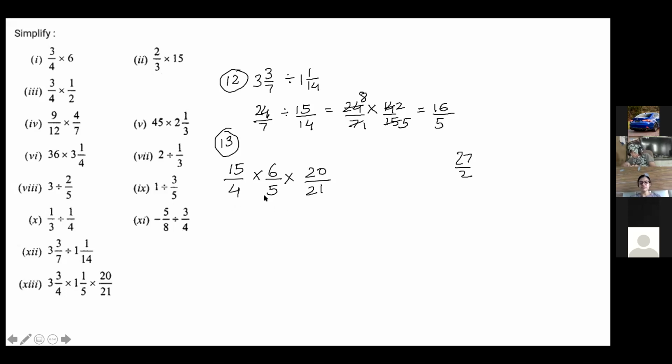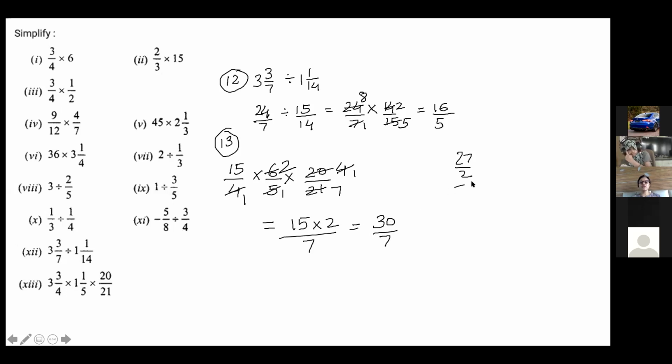Am I audible to you? Yes, ma'am. So 5 ones are 5 and 5 fours are 20. Then 4 ones are 4. Upar and niche you can cancel. 4 ones are 4, 4 ones are 4. Now 21 and 6: 3 sevens are 21 and 3 twos are 6. Now nothing can be cut, right? Niche 7 hai. So you have in the numerator 15 into 2 and in the denominator only 7. So the answer is 15 twos are 30 upon 7.